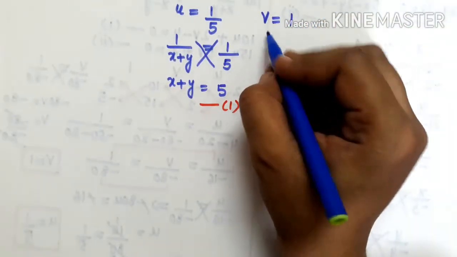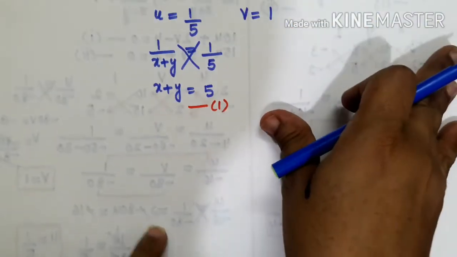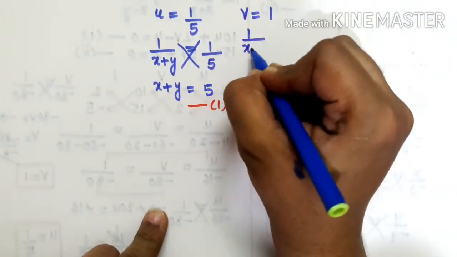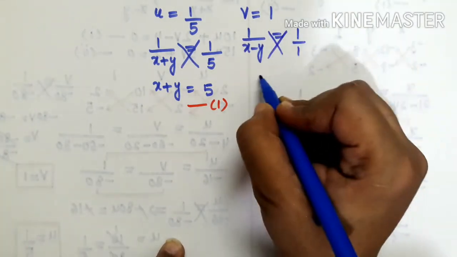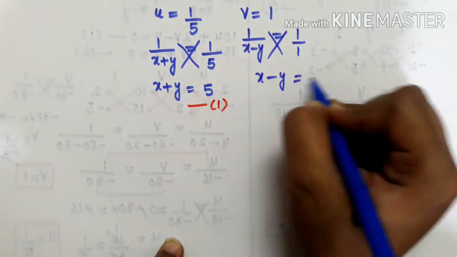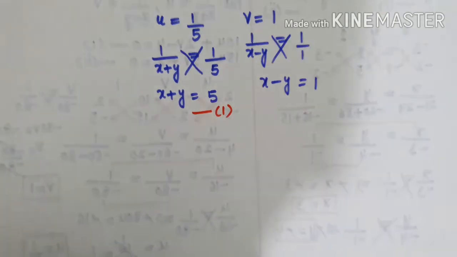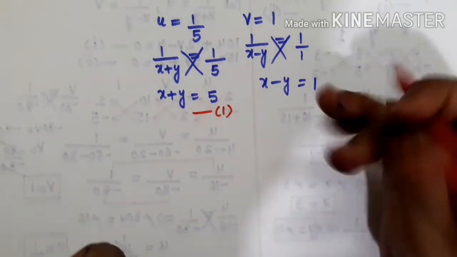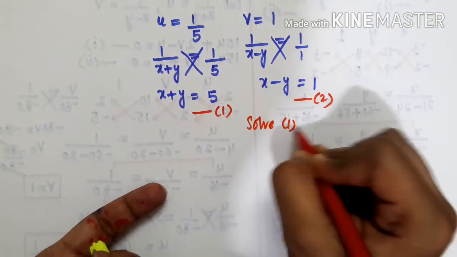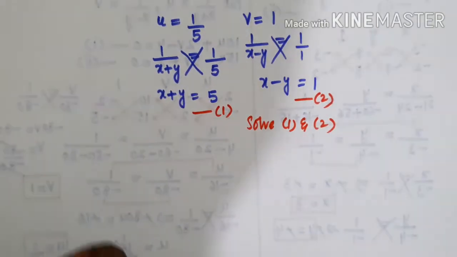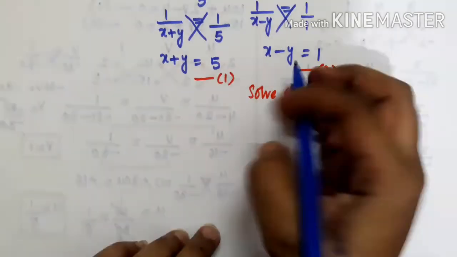Now v you got as 1, right? So what actually have you assumed for v? You have assumed 1 by x minus y. So 1 by x minus y equals 1. Now if you do cross multiplication, x minus y equals 1 you will get. Okay, so let us assume it as equation 2. Now let us solve 1 and 2 to find the values of x and y.